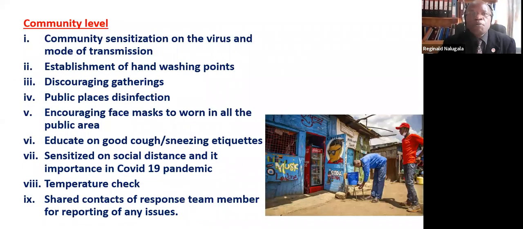At the community level, most communities, especially in the informal settlements, there's been community sensitization on the virus and its mode of transmission, establishment of hand washing points, discouraging gatherings in public places, disinfection, encouraging face masks to be worn in all public areas, and educating on good cough and sneezing etiquette, that you cough in your elbow and not just anywhere, making everybody get the virus.